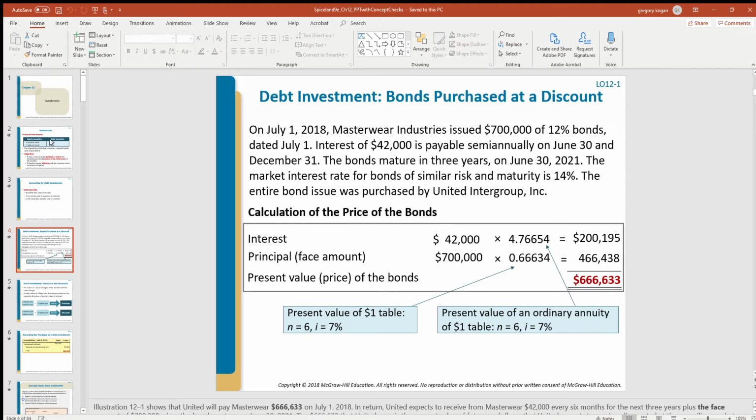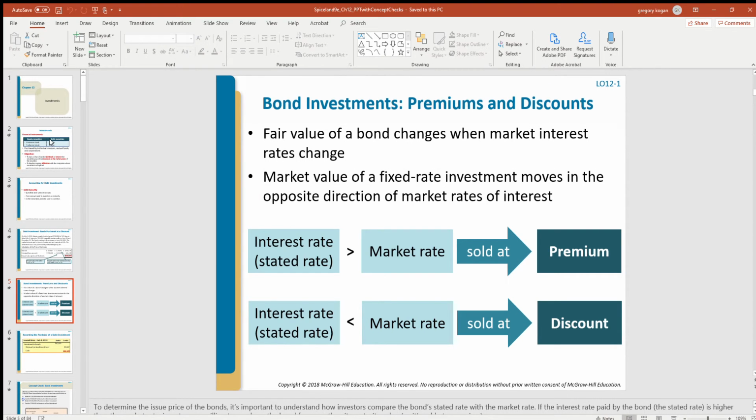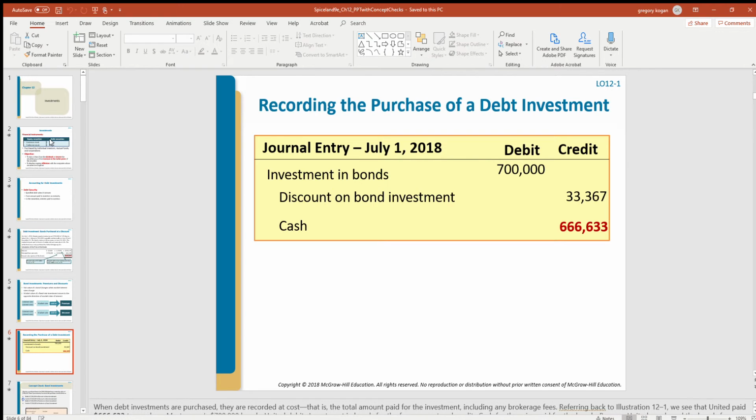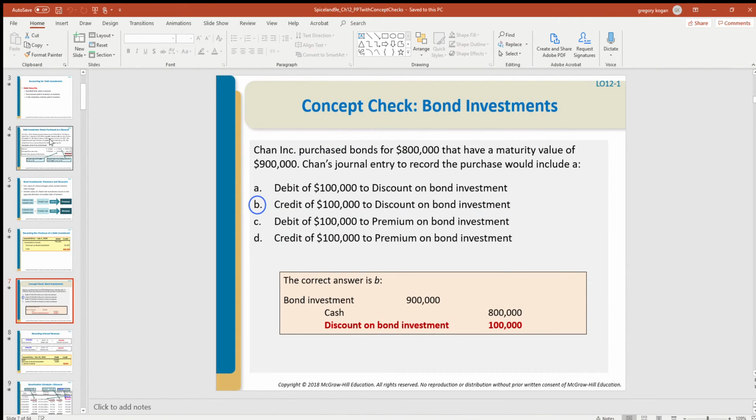When you first record it, Masterware issued a bond, and this is what it is valued at. And how do you get these present values? You could do that in Excel or a financial calculator, or it's given to you. And that present value is what's recorded on the balance sheet, right? What's recorded as an investment. So when somebody purchases this investment, it's called an investment in bonds. It's $700,000, and they only paid $633 for it.